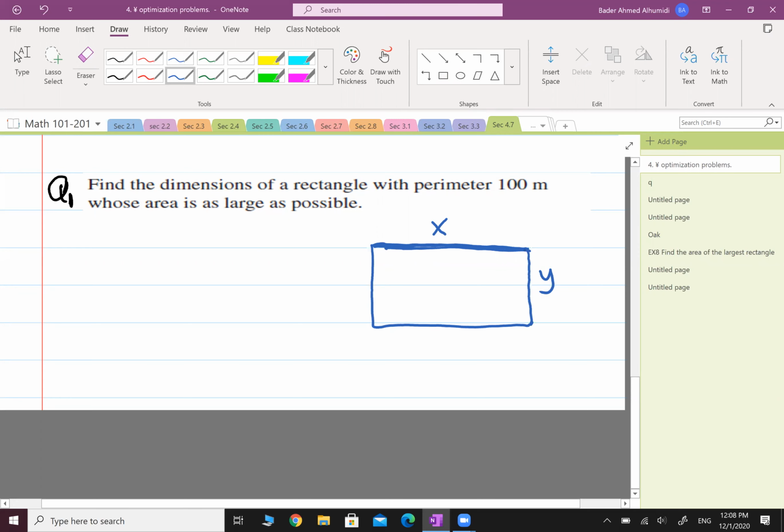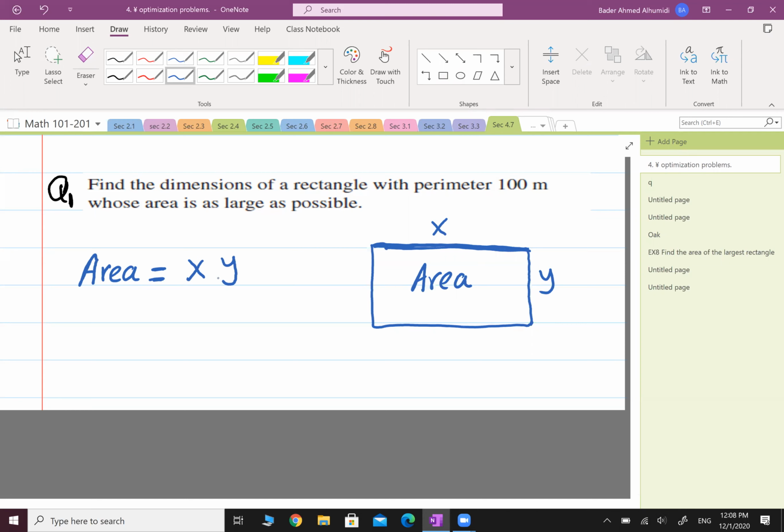What is needed here? What is needed to be maximized? What is needed to be maximized is the area. I need to maximize this area enclosed by this rectangle. So the first step will be, can we find a formula for the area? This is the area problem. So what is the area of a rectangle? And the answer will be x times y. Of course, here x is positive and y is positive. x and y are greater than 0.